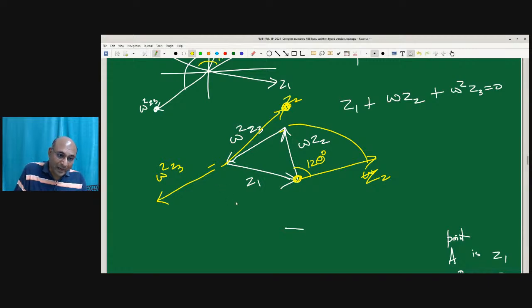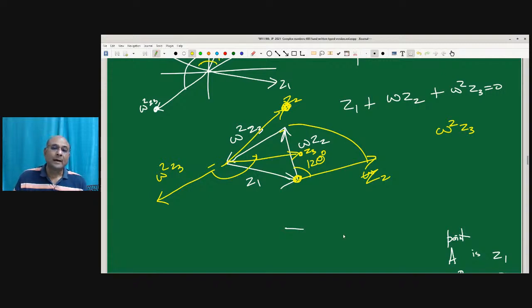So you must move it again 120 degrees. Either you move it 240 degrees that way, or you rotate it by one more 120 degrees. You will come to where? Z3. Because omega square Z3 is 240 degrees from Z3. So if I turn this by 120, this point will be Z3. I've got Z1, Z2, Z3 lying like this.